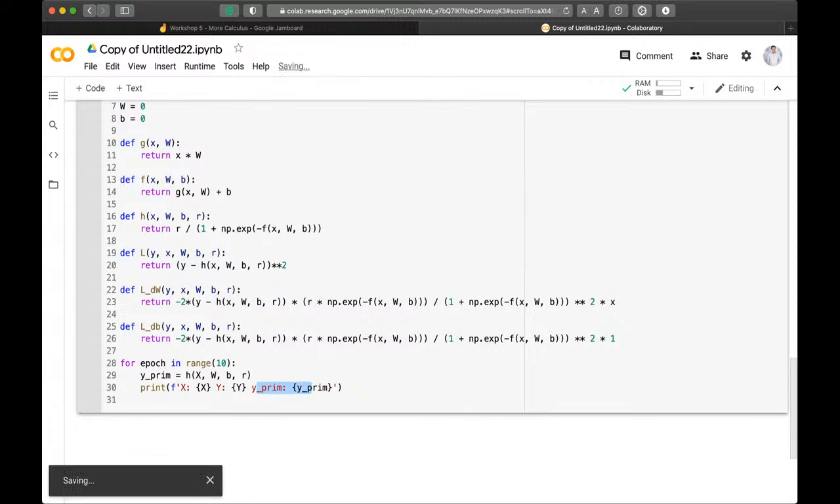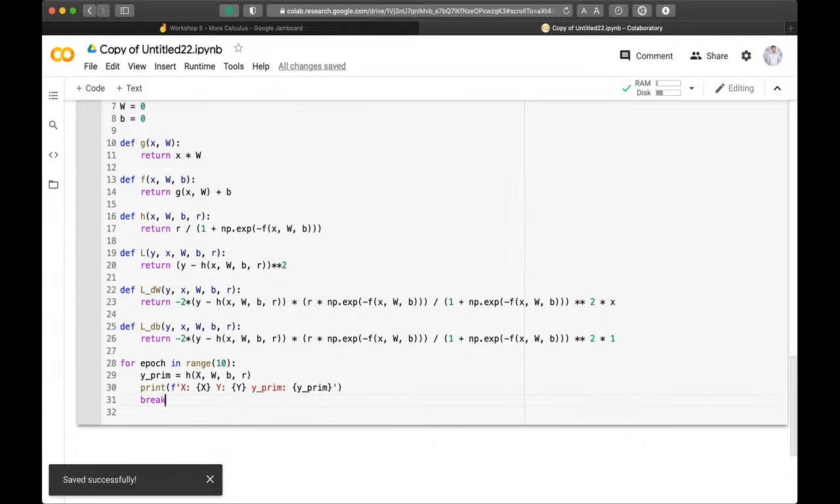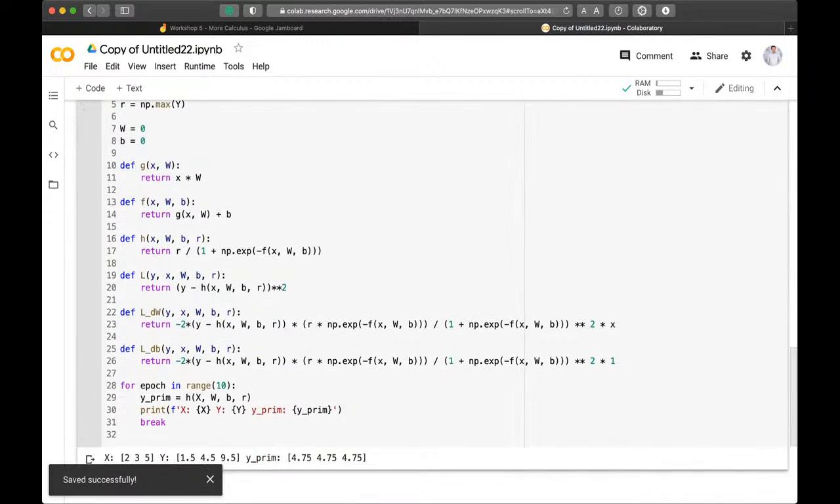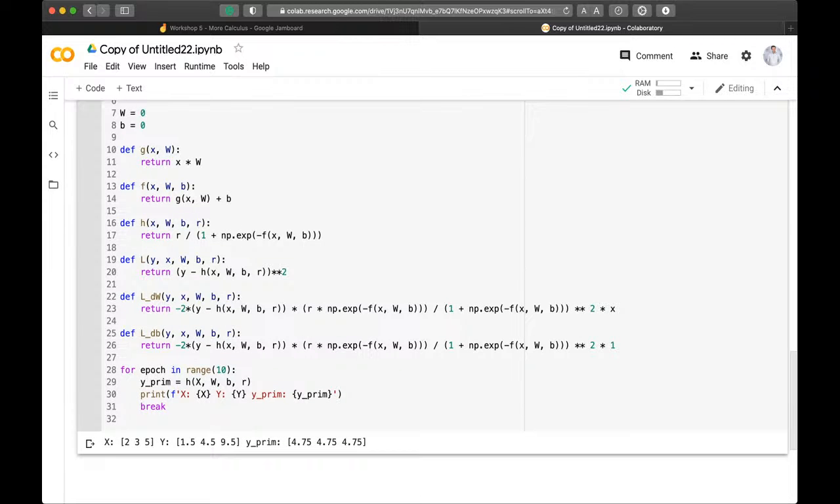So this is the inputs, this is the ground truth, and this is what's predicted. I will also break out because we're not doing anything yet. I'm just trying to run this small piece of the code. So now what we have: these are the inputs, these are the ground truth, and these are the predictions. The predictions are nothing right now, so this is completely wrong right now. That's fine.